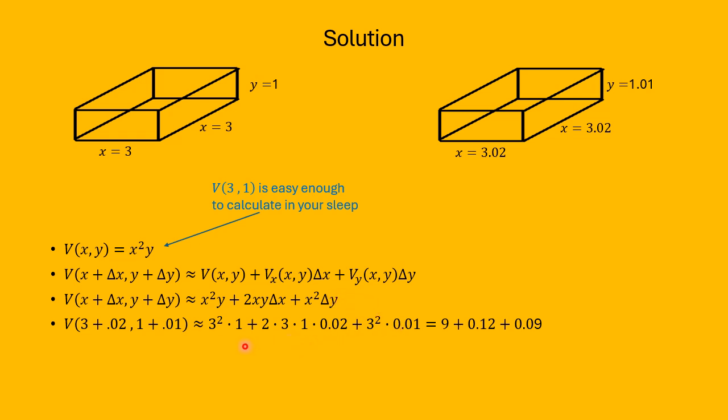If you look at these terms, this one is 9 times 1, which is 9. This one is, let's see, 6 times 0.02, and so that's 0.12. And then the last term is 9 times 0.01, which is 0.09. Adding those together, we get that the volume of this expanded block is approximately 9.21.